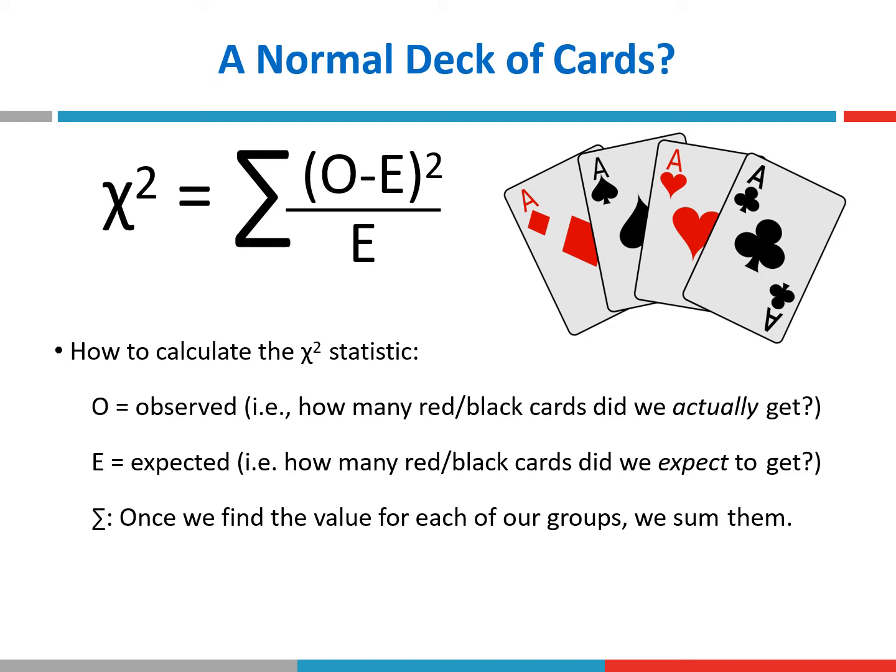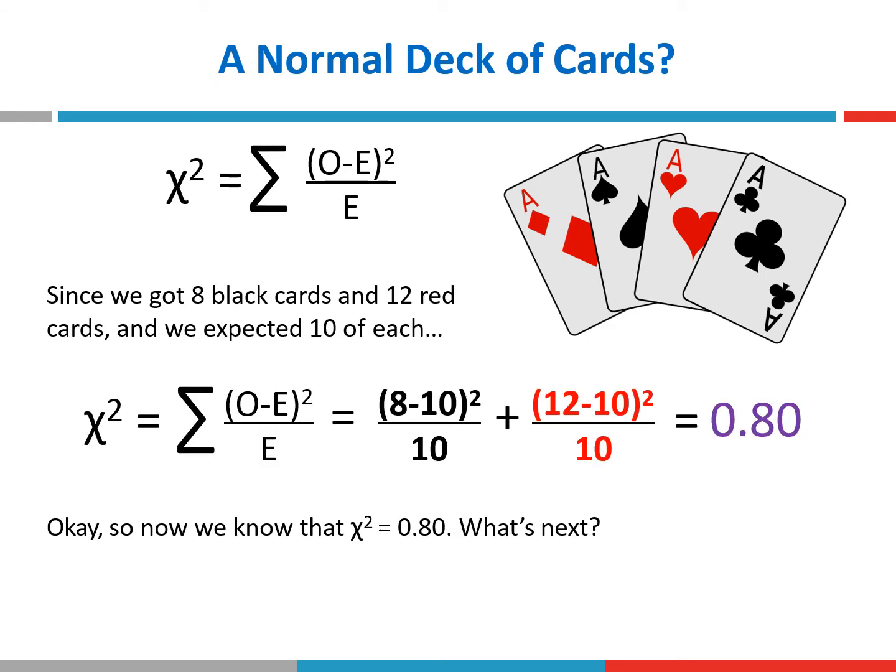And then once we find the value for each of our groups, the observed and expected, we're going to add them up. For each group, you take the observed percentage minus the expected percentage, you square it, and you divide it by the expected percentage. Then you add those values up to get your chi-square value.